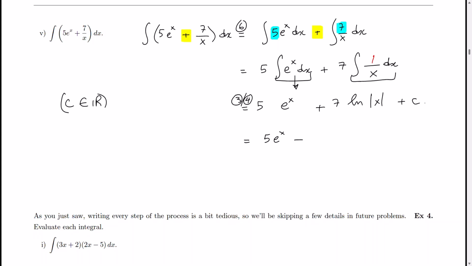It's 5e to the x plus 7 ln, natural log basically, of the absolute value of x plus c. So I didn't do anything there. I just wrote it all nice and pretty next to each other. But as you can see, the process of integration is a little bit tedious and there's a lot of steps, but eventually we're going to be trying to skip as many details as possible. So just look forward to that in the future.